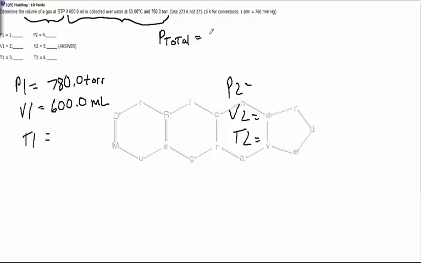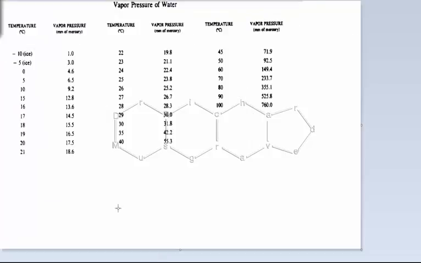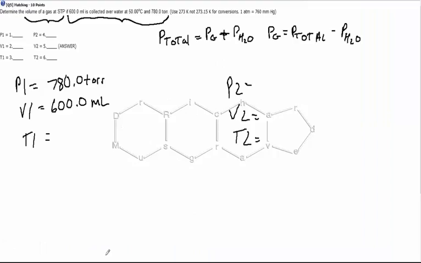Now, if you remember what Dalton's law of partial pressures says, it is that P total equals P gas plus P H2O. So we need the pressure of the gas here, so the pressure of the gas is going to be P total, which is given to us, minus the pressure of the water. Now the pressure of the water is the vapor pressure of the water, which we're going to find by looking at the vapor pressure of water chart. Now at 50 degrees, that's the temperature we're given, it's 92.5 millimeters of mercury. So I'm going to take that into account right now.